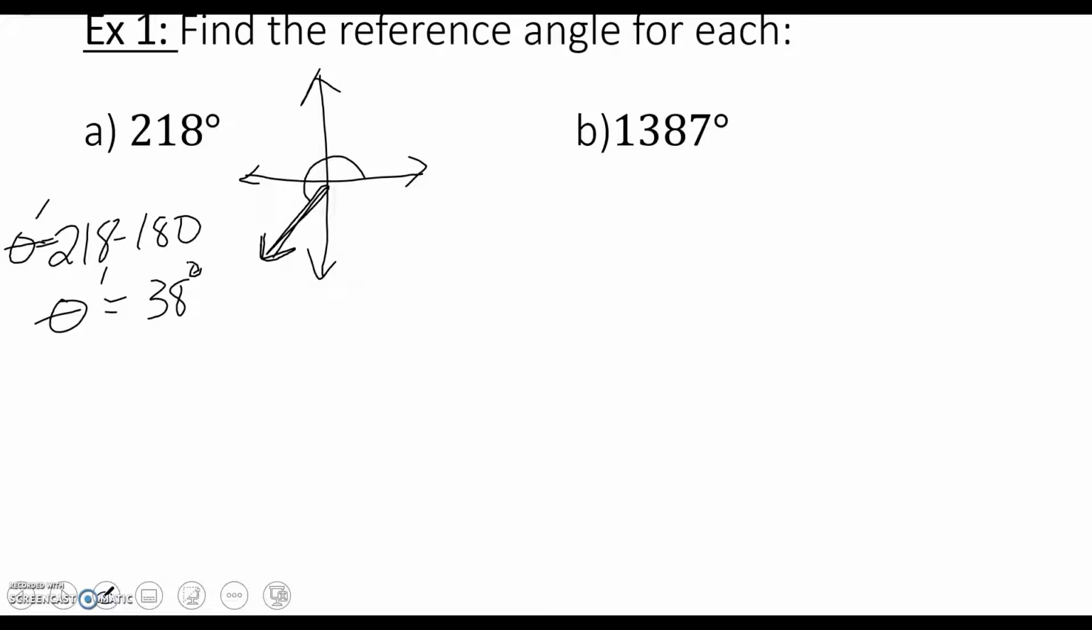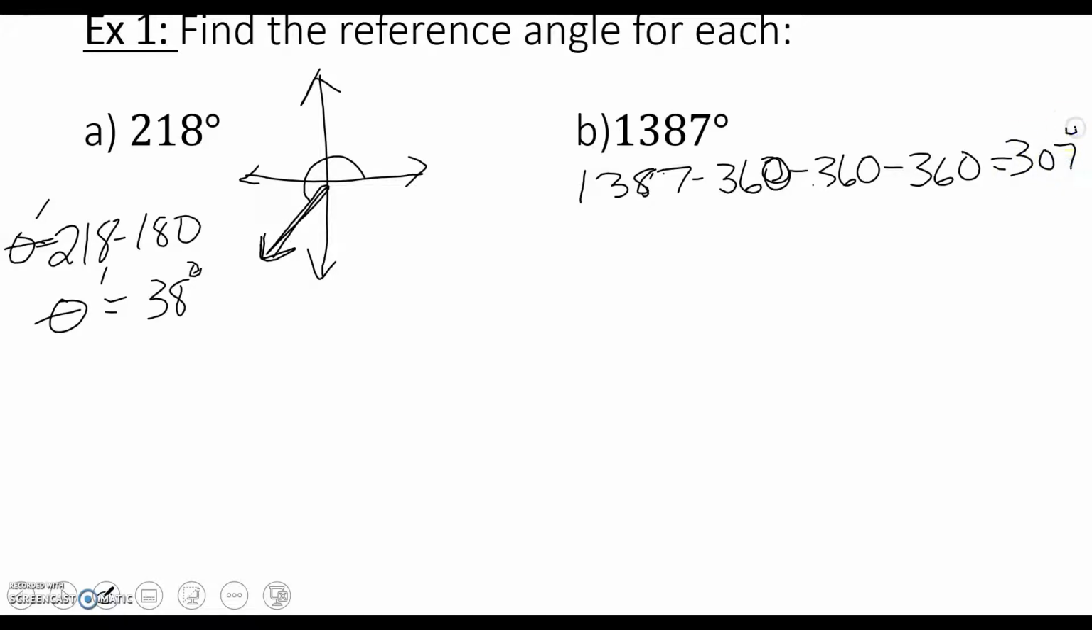So in order to figure out what quadrant it falls in, we will first have to find a coterminal angle. And so remember, to find the coterminal angle, you just keep subtracting 360 until you get an angle that's between 0 and 360. In this case, you end up subtracting 360 three times. So if I keep subtracting 360, I finally get to 307. So a coterminal angle to 1,387 degrees is the angle that is 307 degrees.